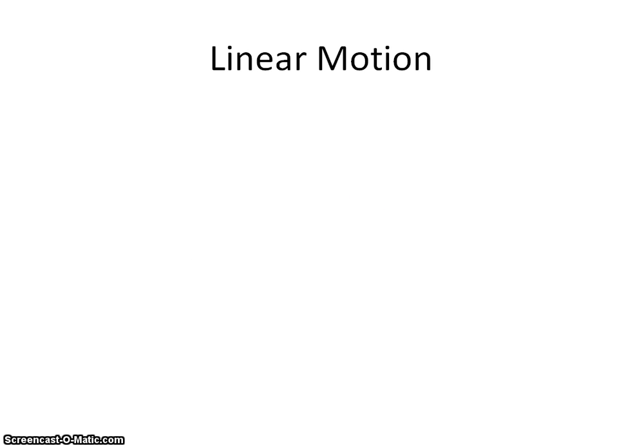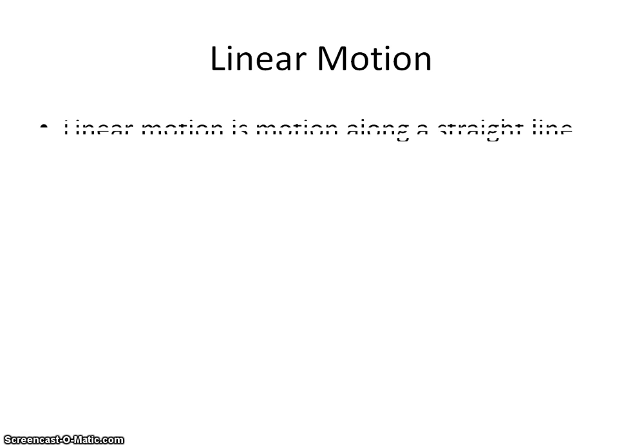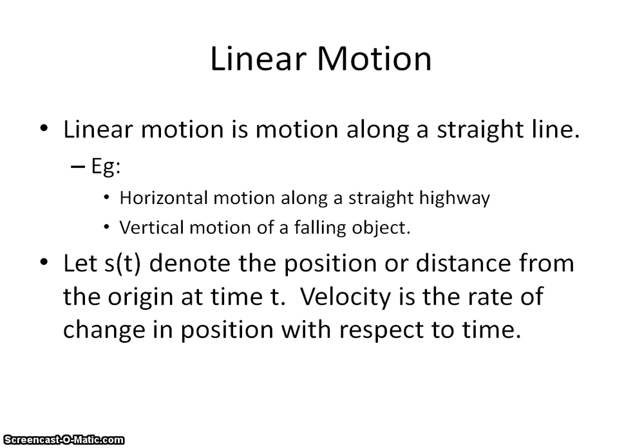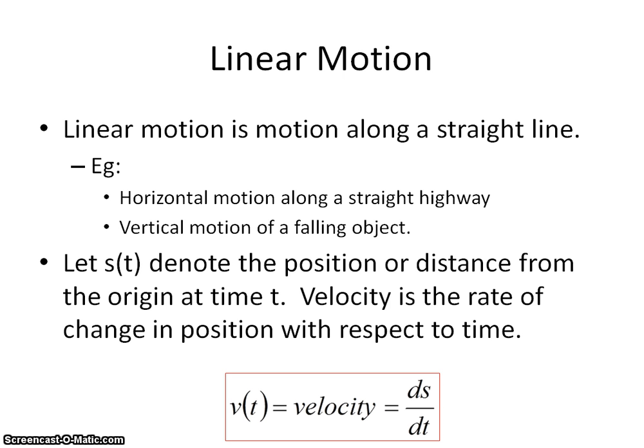Alright, linear motion. This one's a big one. Linear motion is motion along a straight line, so it could be horizontal motion along a straight highway with you driving your car or walking or riding a bike. Or vertical motion of a falling object. So we're going to let s of t denote the position or distance from the origin at time t. And velocity is going to be the rate of change in position with respect to time. So velocity is the derivative of our s of t function.